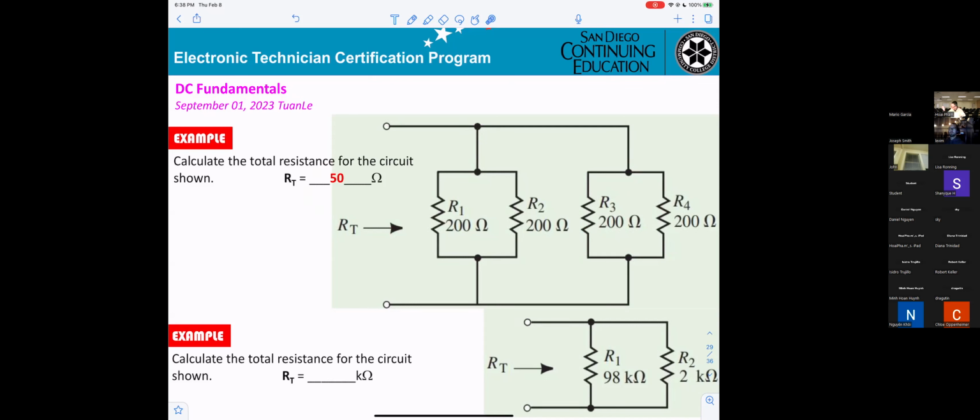Okay, and the last one here, R1 parallel R2. So the formula will be R1 times R2 divided by R1 plus R2.